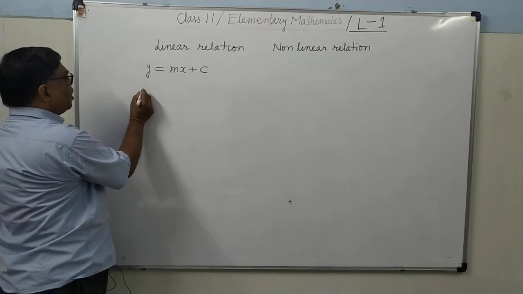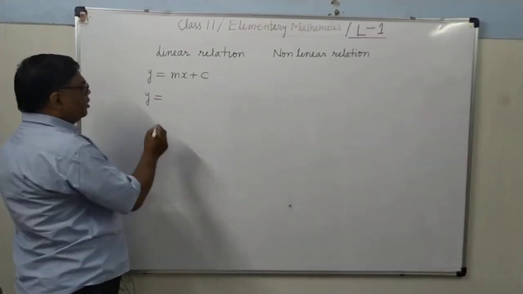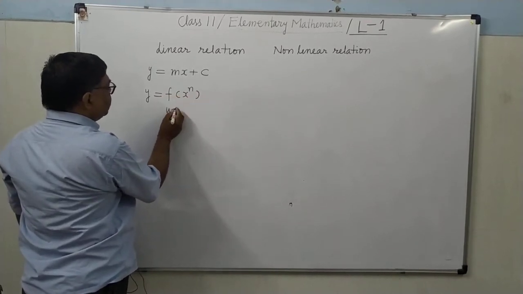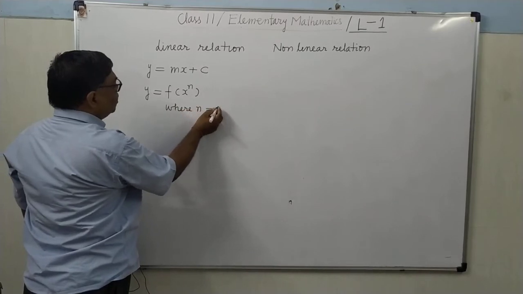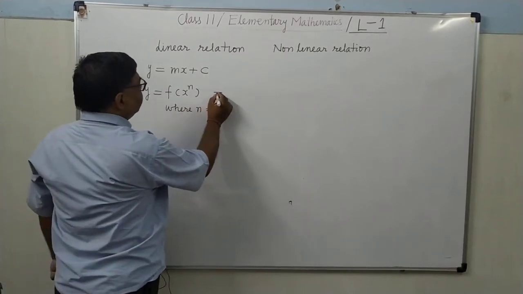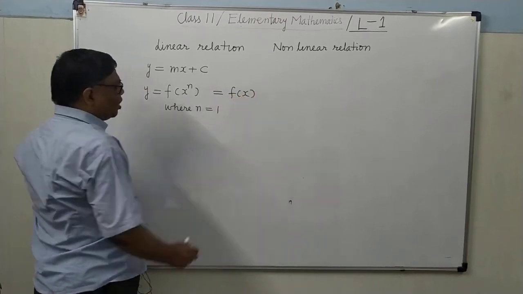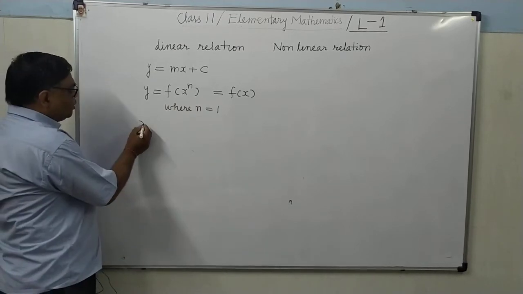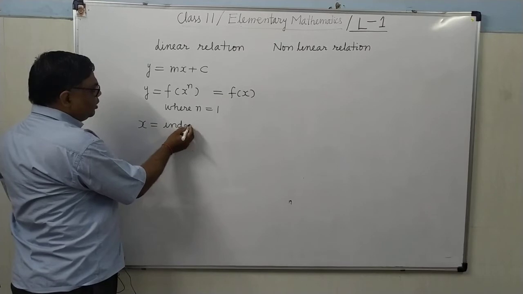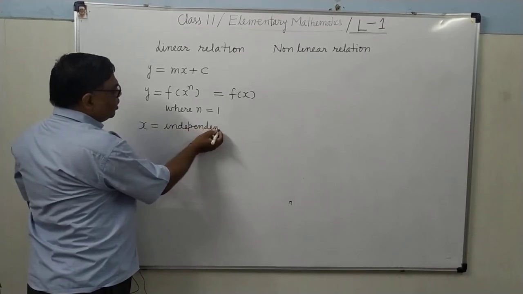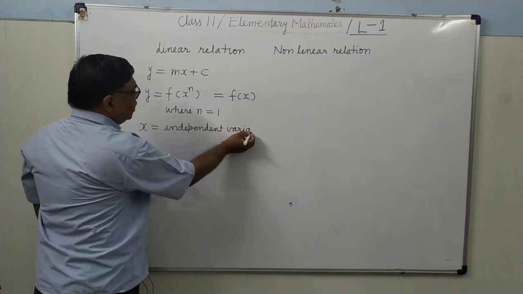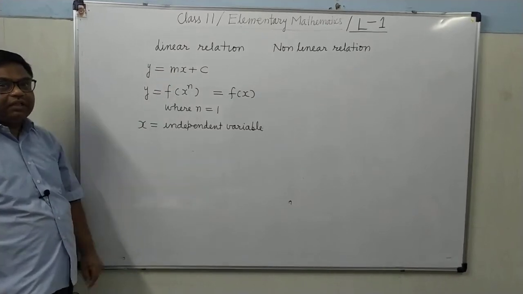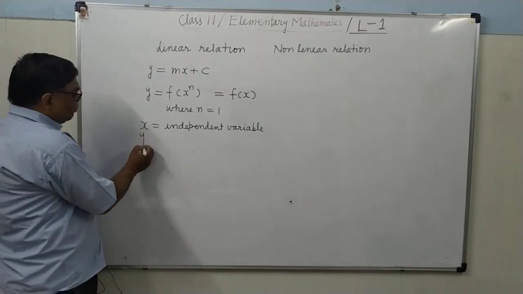Or in a more general form, I am writing this as y is a function of x to the power n, where n equals 1. Where n equals 1 means simply we can write that y is a function of x, means y depends upon x. x is the independent variable. You can see here, this is the independent variable, while the value of y depends upon the value of x. So y is known as the dependent variable.